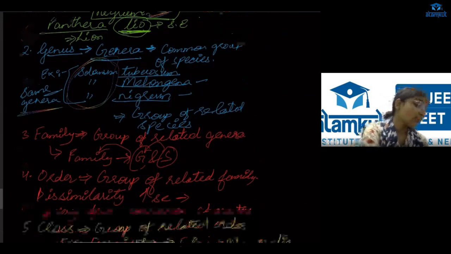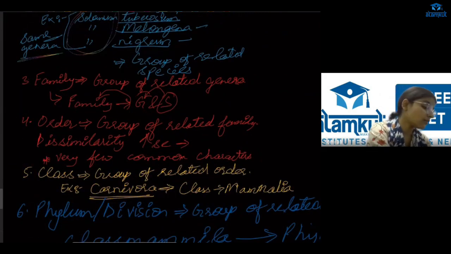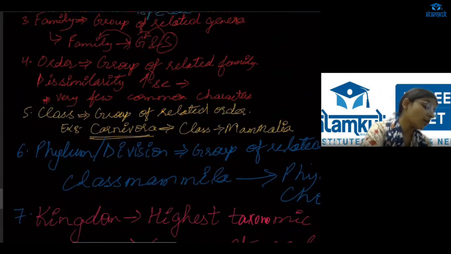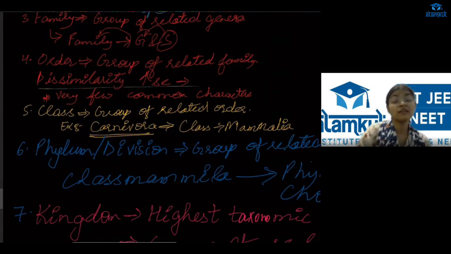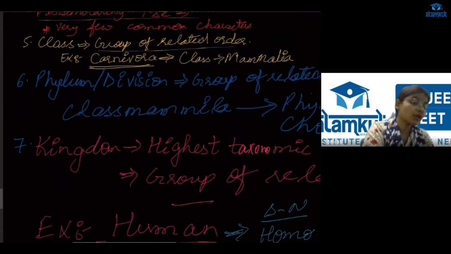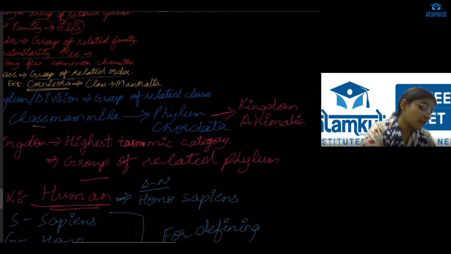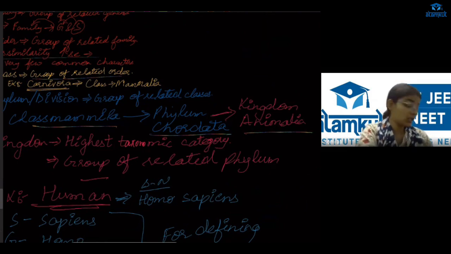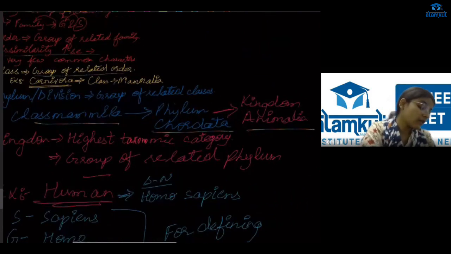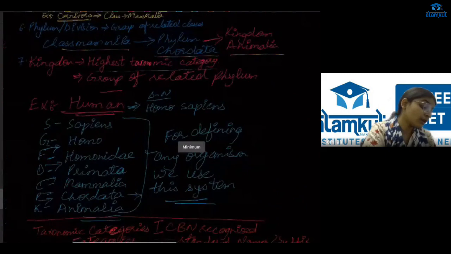Okay. Then family, a group of related genera. Then we will come to the order. Order is a group of related families. Dissimilarity increases as we move from bottom to top. Okay. Then class, a group of related orders. Example: Carnivora, which is coming under the class Mammalia. Then phylum or division is a group of related classes. Like class Mammalia will come under phylum Chordata, which is again coming under the kingdom Animalia. Now kingdom. Kingdom is the highest taxonomical category and it is a group of related phyla.